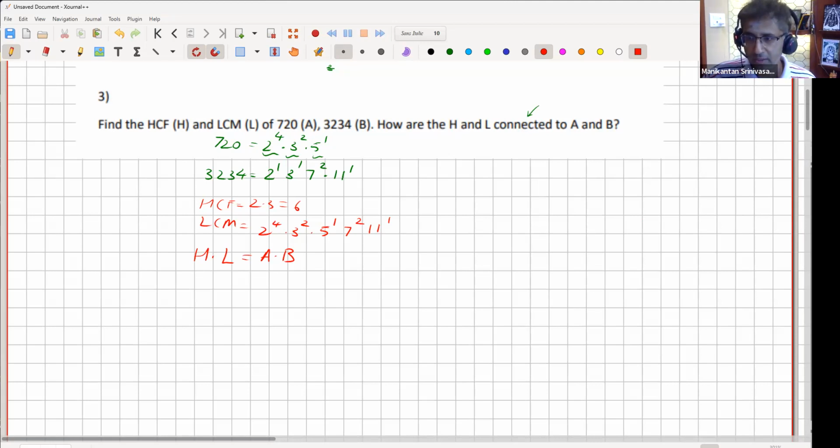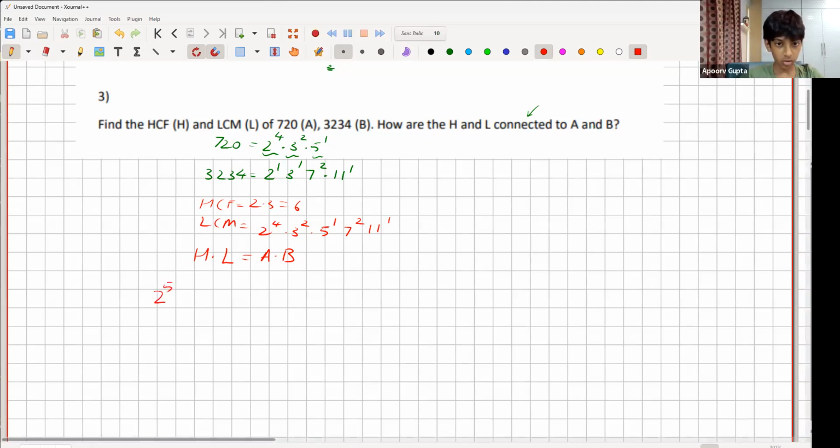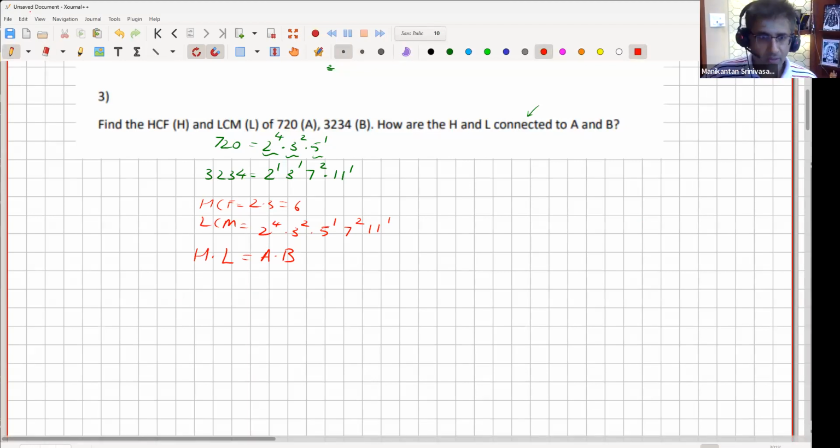I'm not sure, but the way you calculate the LCM from the prime factorization is basically, for example, if you take 720 and 3234, wouldn't it be 2 raised to 5 into 3 raised to 2 or 3 raised to 3? It's something to do with the prime factorization. It is completely to do with the prime factorization. But yes, using prime factorization.